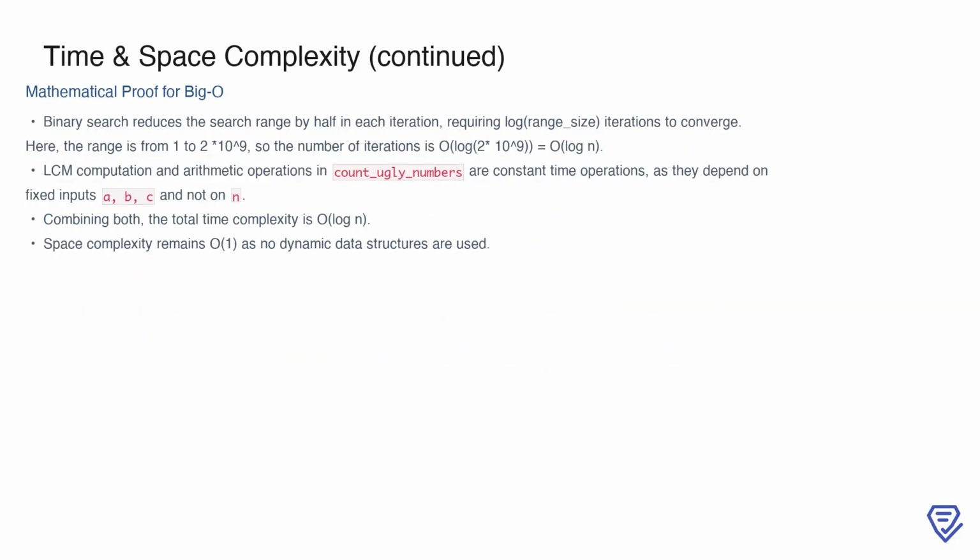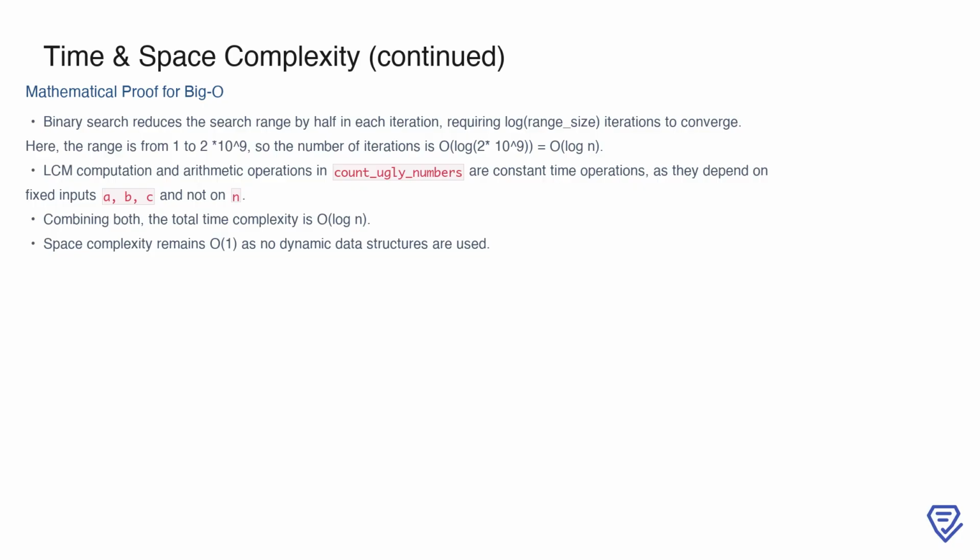Finally, let's solidify the understanding of why the time complexity is O(log n), with a mathematical perspective. Binary search works by halving the search range in each iteration, which means the total number of iterations required to converge is proportional to the logarithm of the range size. Since the range spans from 1 to 2 billion, the number of iterations is O(log(2 * 10^9)), which simplifies to O(log n).